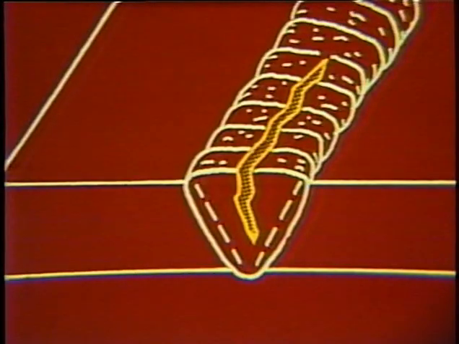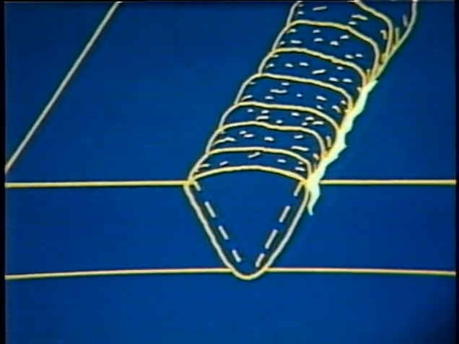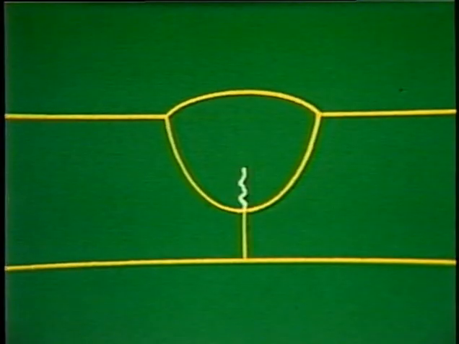Throat cracks are longitudinal in the throat of the weld and originate from the face or root. Toe cracks usually occur during cooling and originate and grow from the toe of the weld, where high amounts of stress are most common. Root cracks are located along the root of the weld. They can occur during or after solidification of the weld puddle.